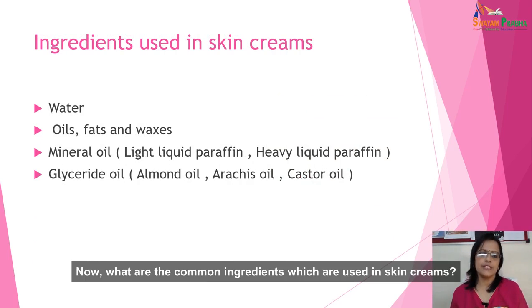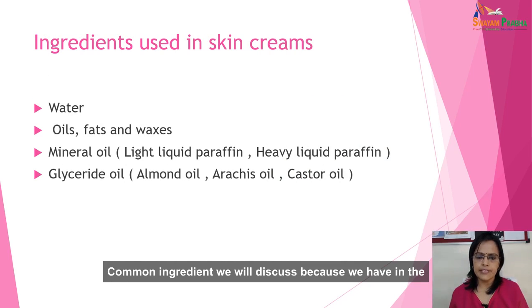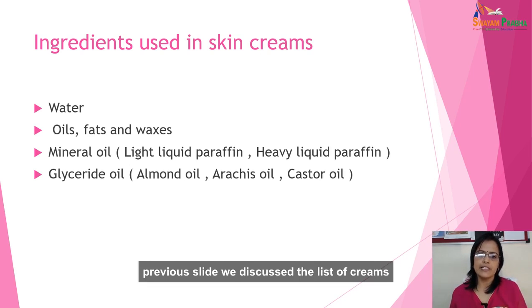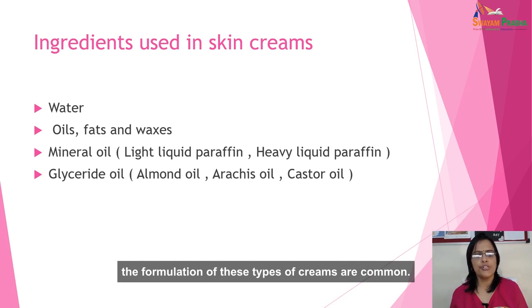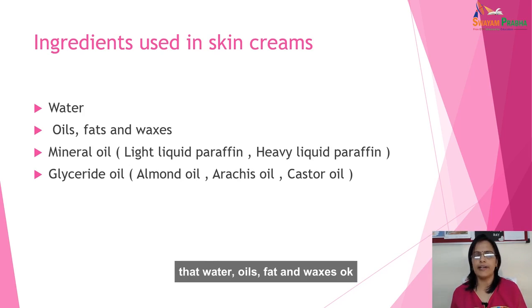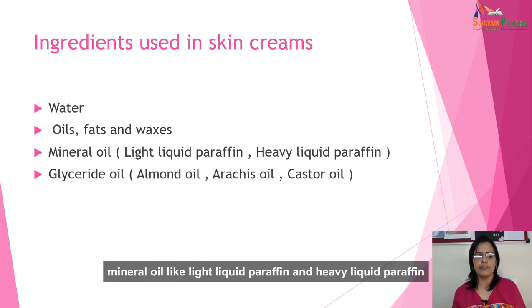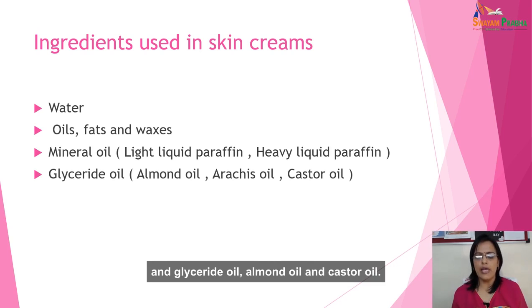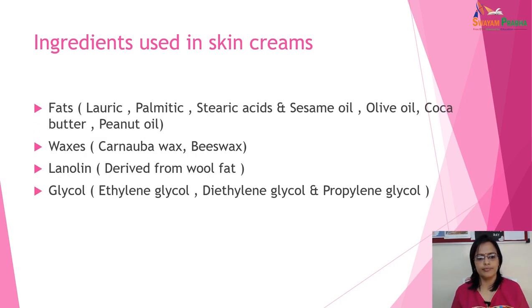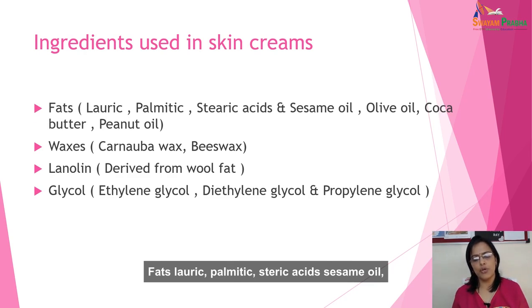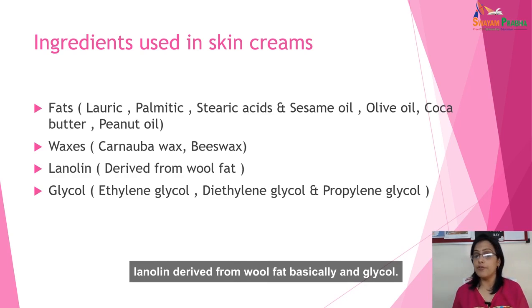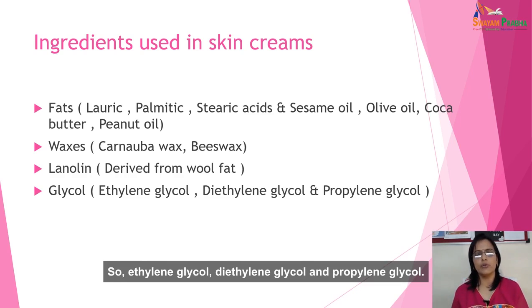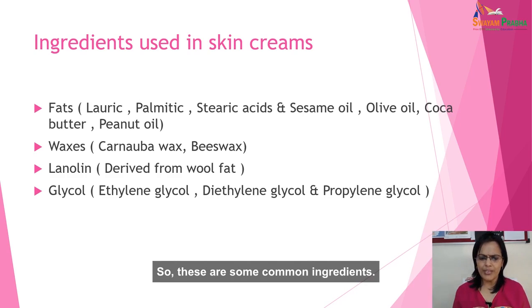Now, what are the common ingredients used in skin cream? In the previous slide, we discussed the list of creams used for different purposes, but the ingredients used in the formulation of these types of creams are common. Commonly used ingredients are water, oils, fats and waxes. Mineral oil like light liquid paraffin and heavy liquid paraffin, and glyceride oils, almond oil and castor oil. Fats: lauric, palmitic, stearic acid, sesame oil, olive oil, cocoa butter are examples. Waxes are also part of common ingredients for creams. Lanolin, derived from wool fat basically, and glycols: ethylene glycol, diethylene glycol and propylene glycol. So these are some common ingredients.